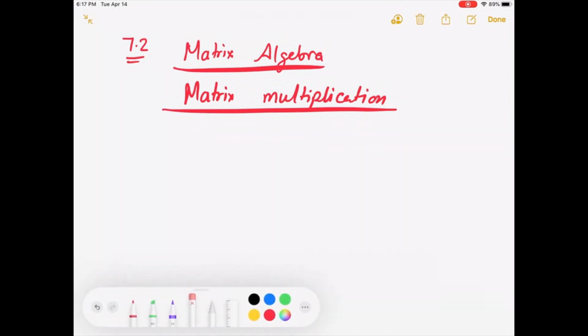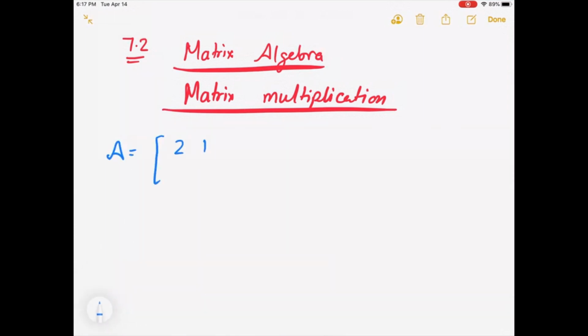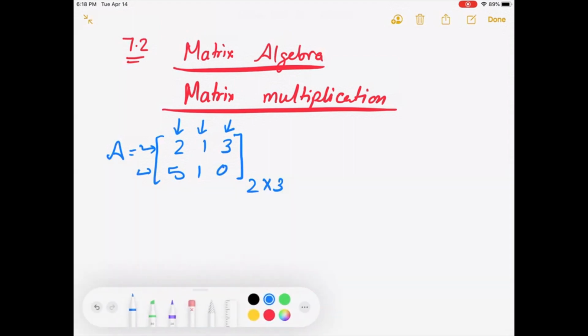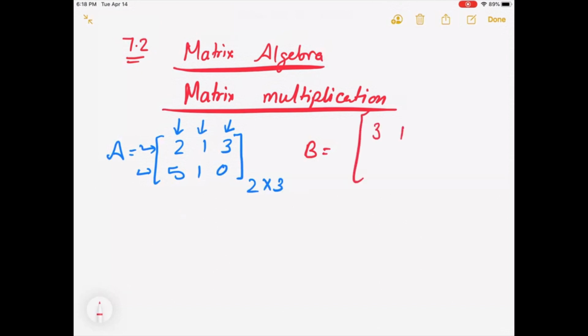If I have matrix A, with 2, 1, 3, 5, 1, 0, this is a 2 by 3 matrix. If you remember, rows we look at horizontally, and columns we look at vertically. So I see 2 rows and 3 columns. Let's say I'm multiplying this by matrix B, which is 3, 1, 0, negative 1, 5, 0, and this is a 3 by 2 matrix.